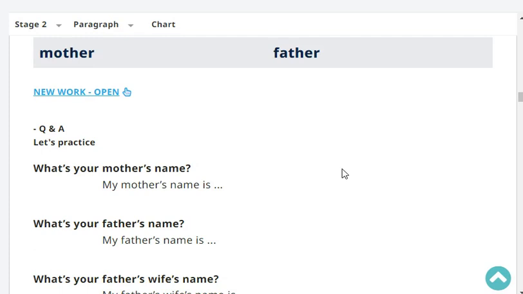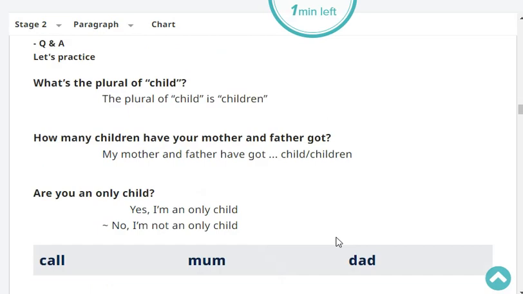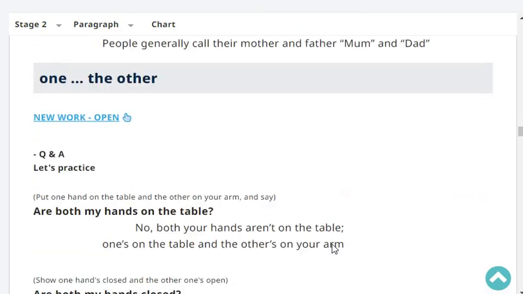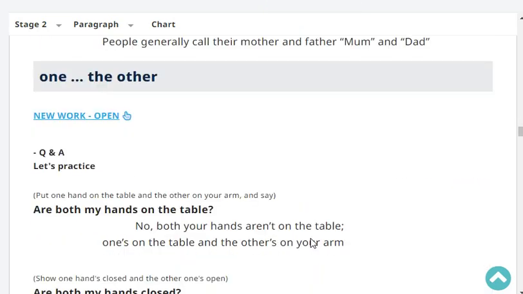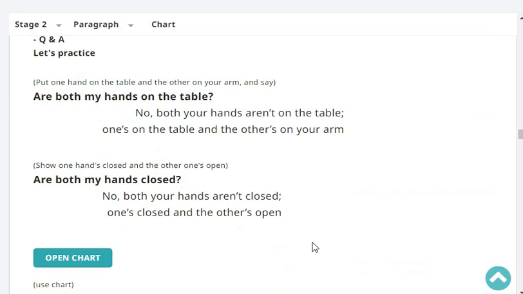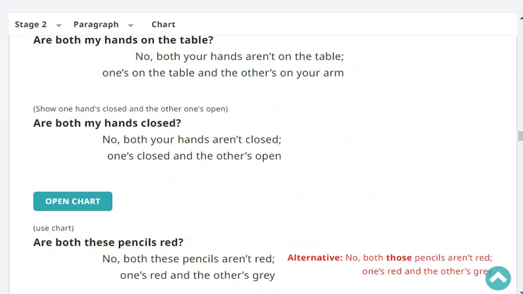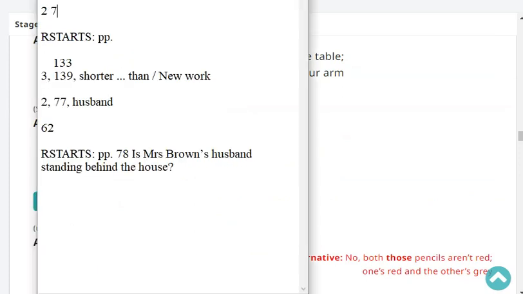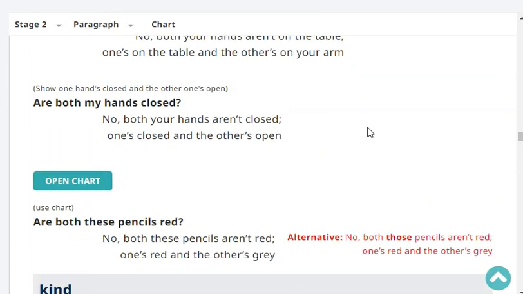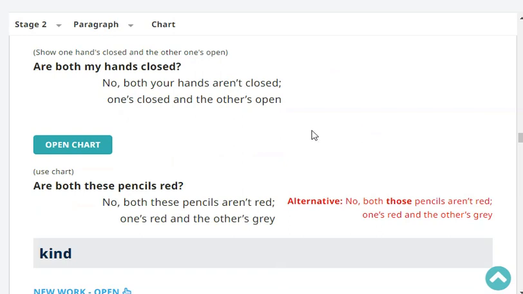One, the other. Are both my hands on the table? No, both your hands aren't on the table. One's on the table and the other's on your arm. Are both my hands closed? No, both your hands aren't closed. One's closed and the other's open.